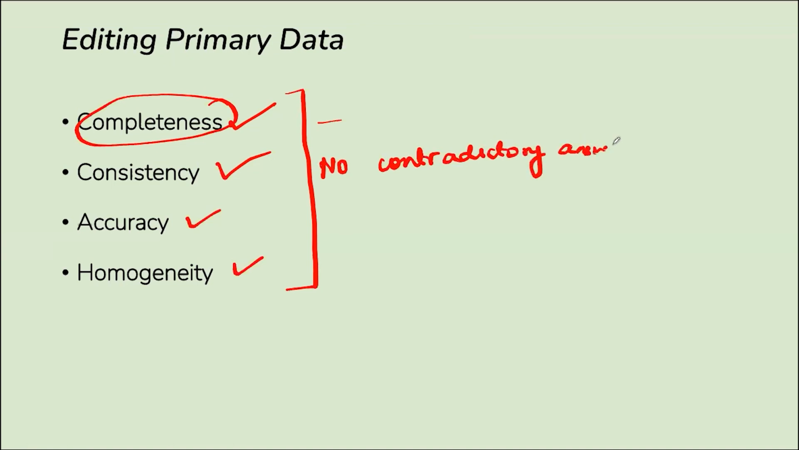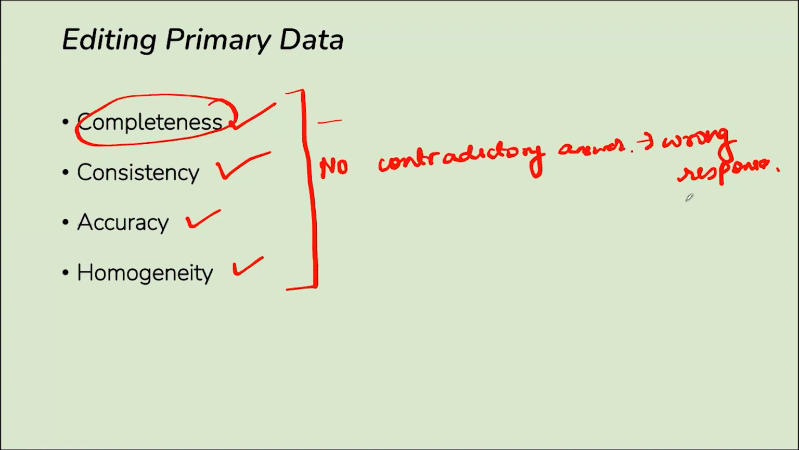Okay, there should be no contradictory answers. Contradictory answers may arise due to wrong responses by the respondent. So these wrong responses may arise due to the carelessness of the respondent or the unwillingness to answer the question.